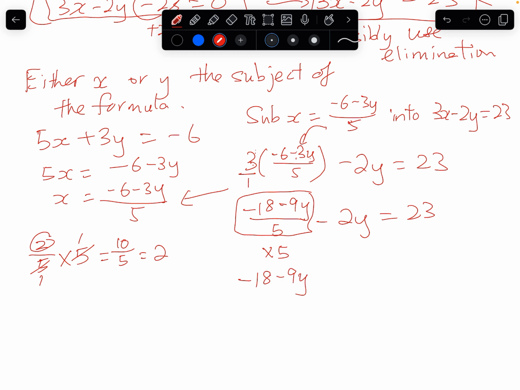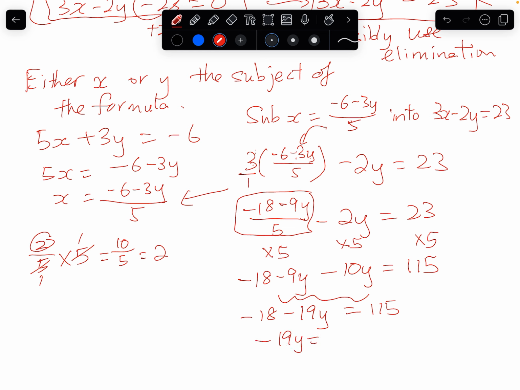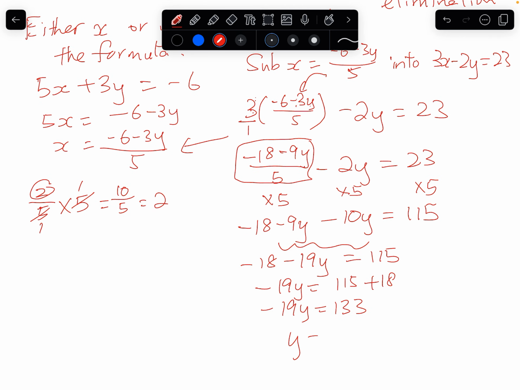But not forgetting, if we multiply 5 to this, we've got to multiply by 5 to the rest of the equation. I'm going to get something like that. Okay? Then this is great, because we can just combine the like terms together, which looks something like that. I'll have the numbers on one side of the equation, which looks something like this. So negative 19y equal to 133, and to find y, I can take 133 divided by negative 19, and that will give me negative 7.